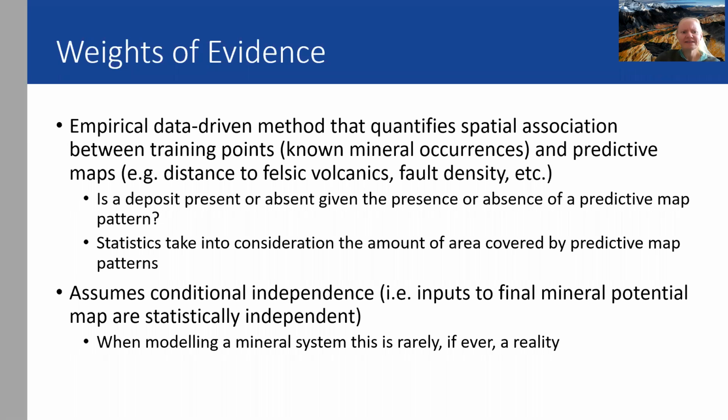So weights of evidence, this is a data-driven method that quantifies the spatial association between our set of known mineral occurrences and predictive maps, and looks at whether a deposit or a training point is present or absent given the presence or absence of a predictive map pattern. So in other words, is a felsic volcanic present or absent? And these statistics take into consideration the amount of area covered by the predictive map patterns, which can be really important, because if the predictive map pattern covers 90% of our study area, is it a particularly useful targeting criteria, or are you better off just throwing darts at a map?